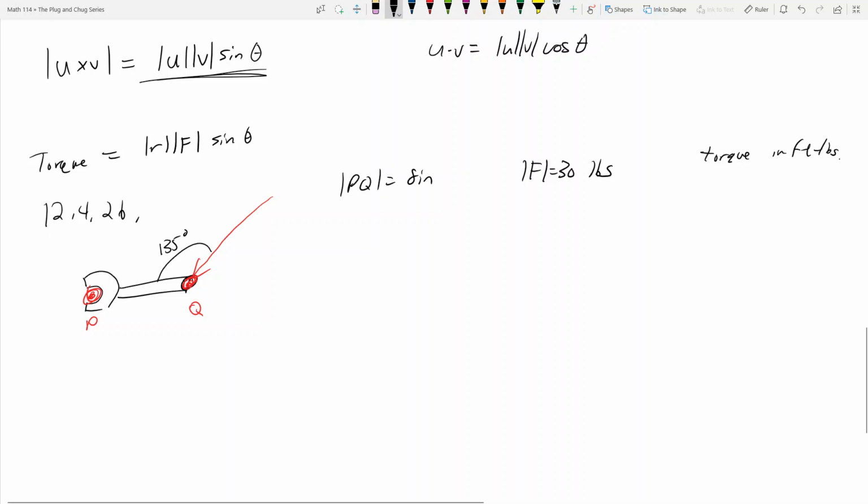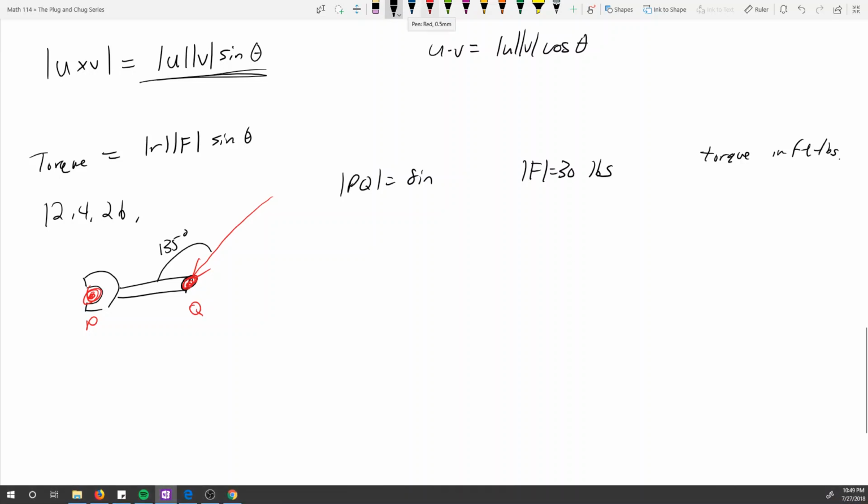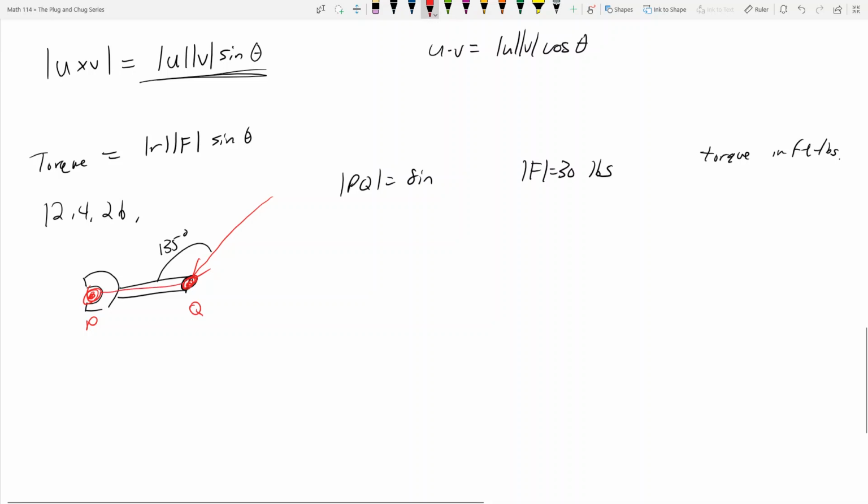All right, so what do I do? Well, if we look at it, you have an angle, you have R, you have F. This is really just R is equal to 8 inches. Or another way we can write it, because we want foot-pounds, R is equal to 2/3, right? So torque then is equal to 2/3 times 30 times the sine of 135 degrees.